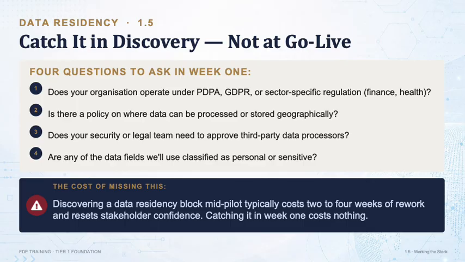Here's the cost of getting this wrong. Discovering a data residency blocker mid-pilot typically costs 2 to 4 weeks of rework, and it resets every ounce of stakeholder confidence you'd built up. Catching the same issue in week 1 costs you nothing at all. Same question, wildly different price tag, depending entirely on when you ask it.